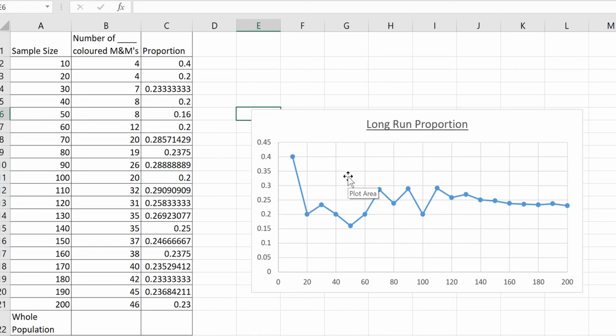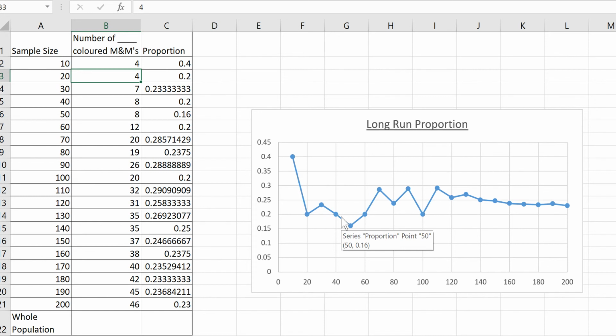So Year 12, here's a sample response that I've had from previous years. And so what you can see is that with a sample size of 10, 4 out of the 10 populations had a certain colour. Now, that's quite high in comparison to taking a larger sample size. So when we had a sample size of 20, we noticed that 4 out of the 20.